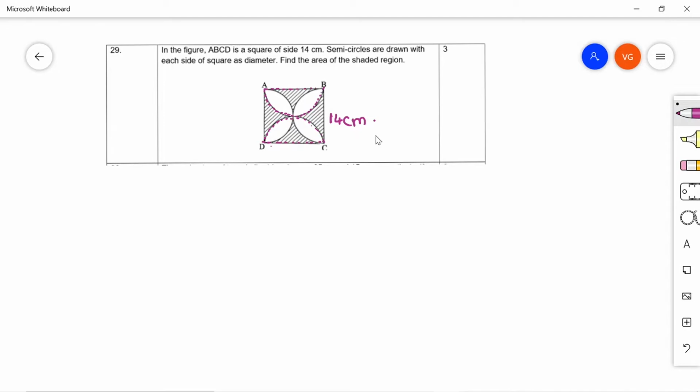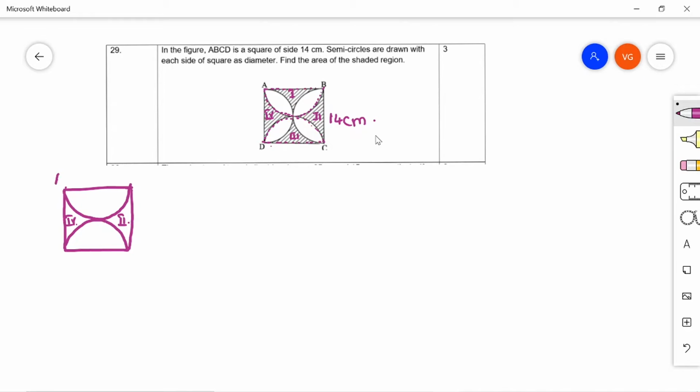So let us mark the areas here shaded as 1, 2, 3 and 4 here, right? So I'm just marking the area as 1, 2, 3, 4, the shaded region. Now, if you see here, I'm just drawing the square here and drawing the two semicircles here, right? If you draw the two semicircles, I am left with area 2 and 4, right?